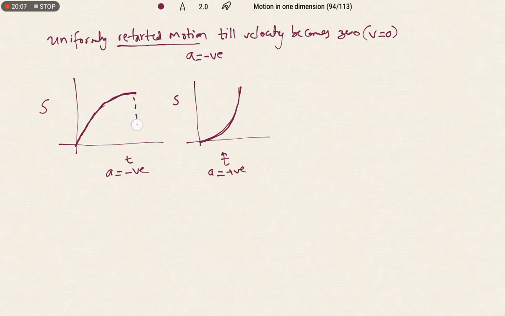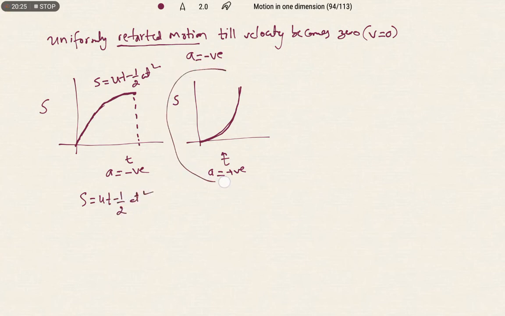So this holds until its velocity becomes 0. Here s remains constant, that's why its velocity is 0. Here s = ut - half at square is the expression to analyze the motion of an object. This is for uniform accelerating motion, and this is for uniform retarded motion.